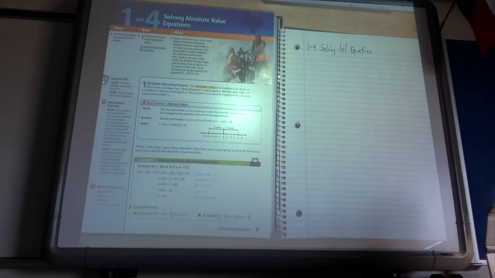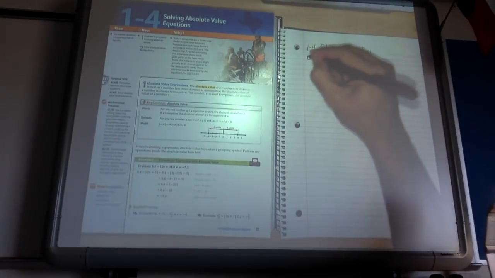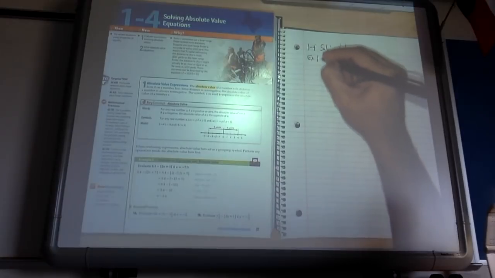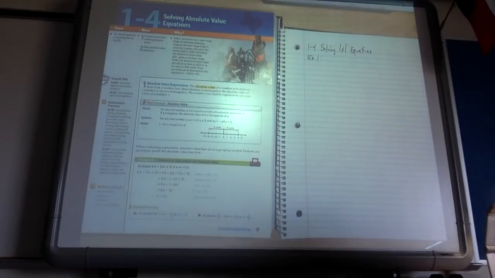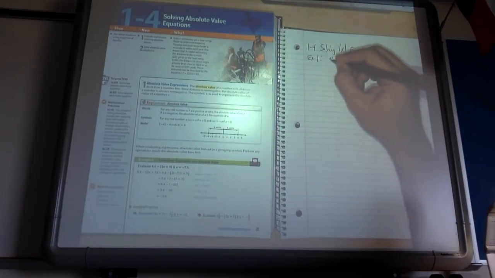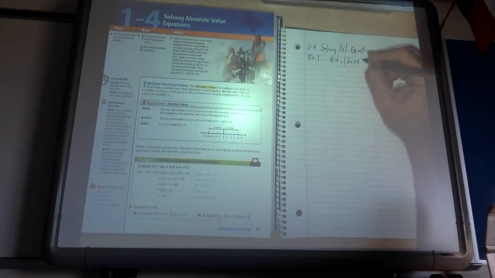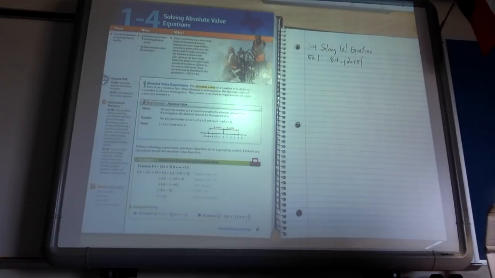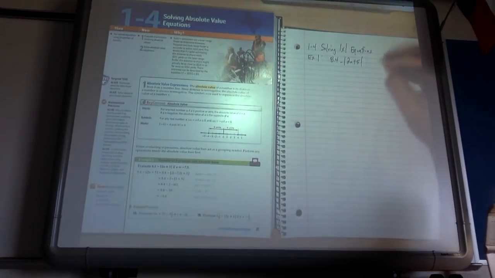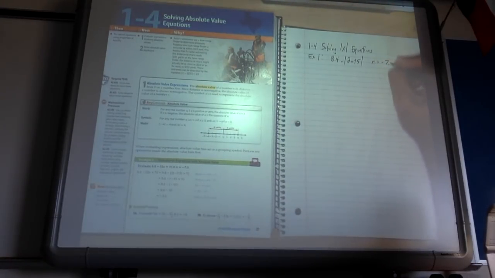So we're going to go ahead and jump in and start solving. We're going to evaluate, or find the value, right here in example 1. For PEMDAS, absolute value is treated like parentheses. It's not parentheses, but that's where it falls in PEMDAS. I've got 8.4 minus the absolute value of 2n plus 5. And they tell us that n equals negative 7.5.